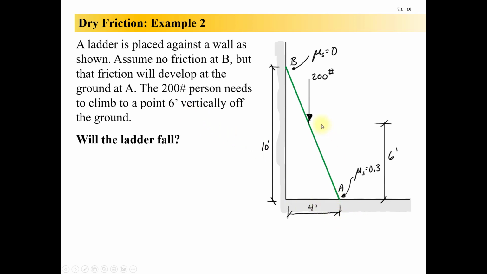There's a 200-pound person climbing up the ladder. They need to climb to a point that is 6 feet above the ground. Will the ladder fall in that orientation? Okay. Mu s over here is 0.3 at A. Again, it's frictionless up at the top. The ladder is 10 feet up, 4 feet out.